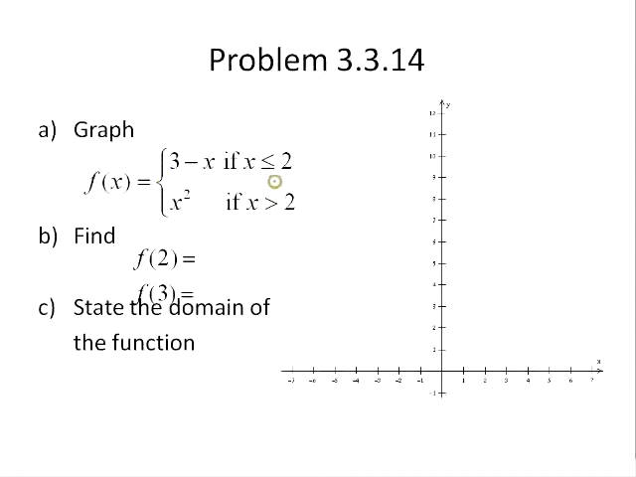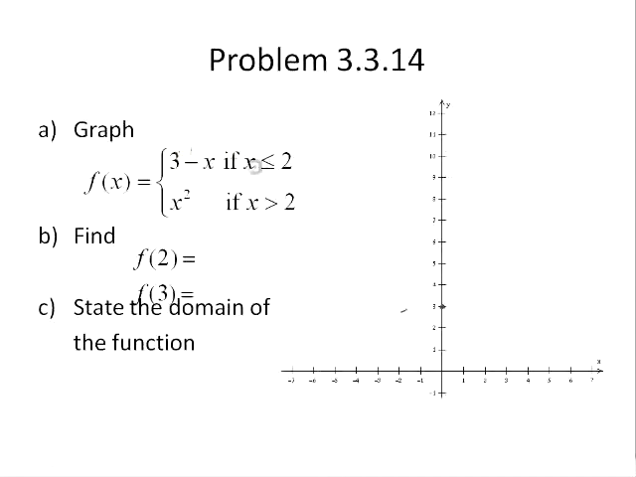If x is less than or equal to 2, the function is defined to be 3 minus x. If x is greater than 2, then our function is defined to be x squared. Let's take values that are less than 2. We could take a value such as 0. 0 is less than 2. If I substitute 0 for x in this formula, 3 minus 0 is 3, so that gives me a point over here at (0, 3).